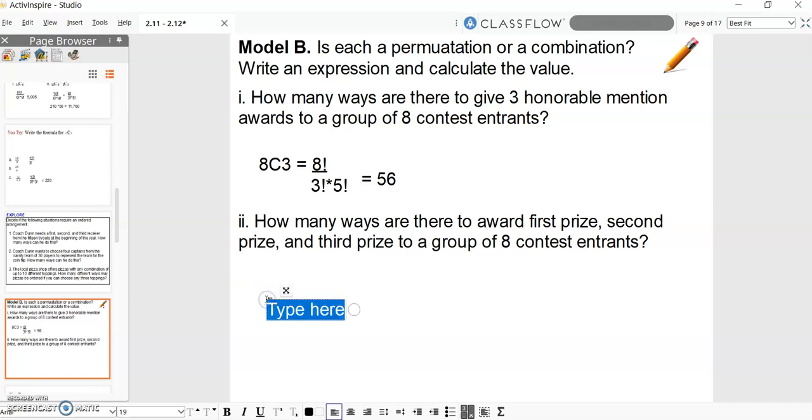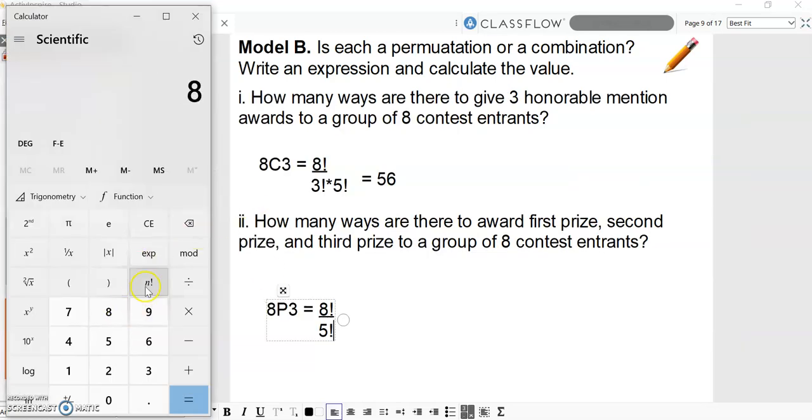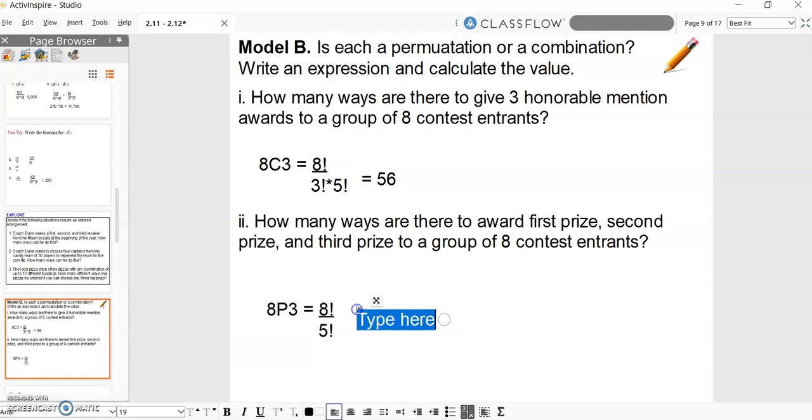So we have 8P3, which would equal 8 factorial up top, divided by, and we're just doing 8 minus 3, which would be 5 factorial. And that goes to our calculator. 8 factorial. No need for parentheses because we just have one thing down here. Equals 336. So equals 336.